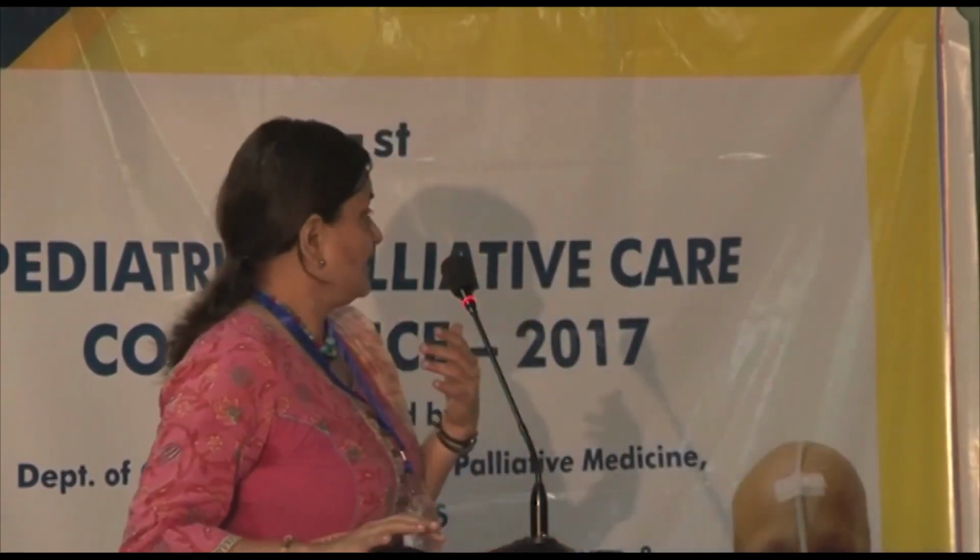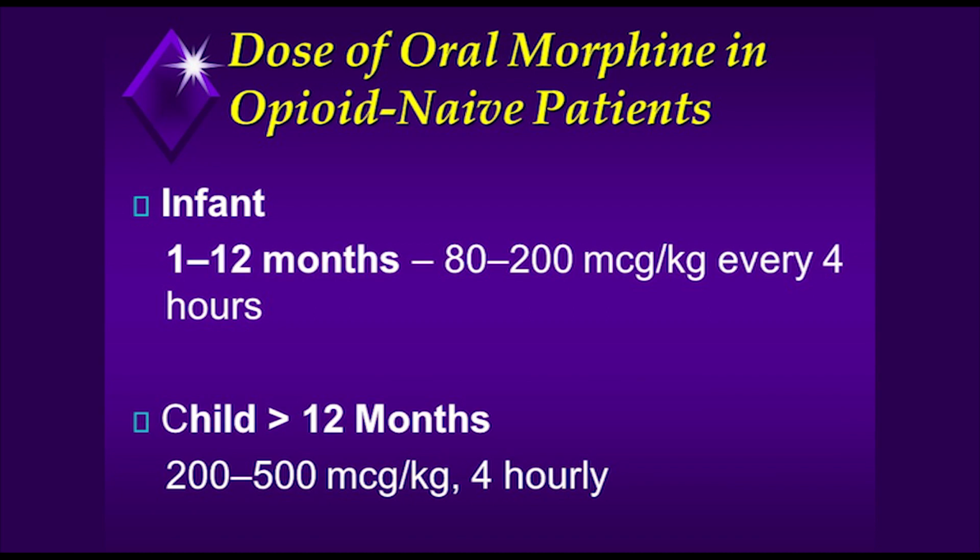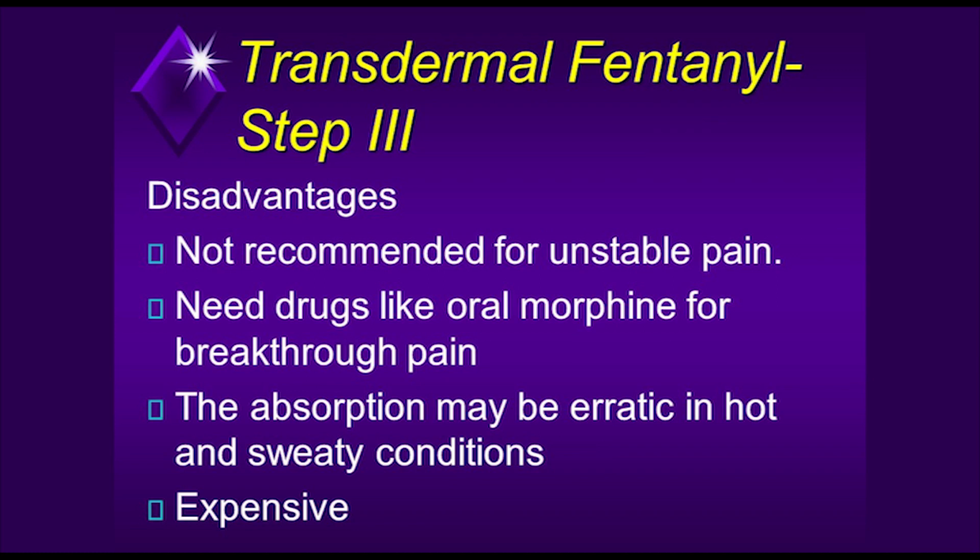The beauty of a drug like morphine is there is no upper limit. You cannot say, my God, 20 milligram, already he is on 10, what next? And give clear instructions to the parents about the rescue dose. Rescue dose is the same as PRN dosage. So please understand, always explain to the family, even if in between there is more pain, take this extra dose. That instruction should be very clear. There's a dosage regime which I mentioned for smaller children. I'm not going to detail it. So that was about morphine.